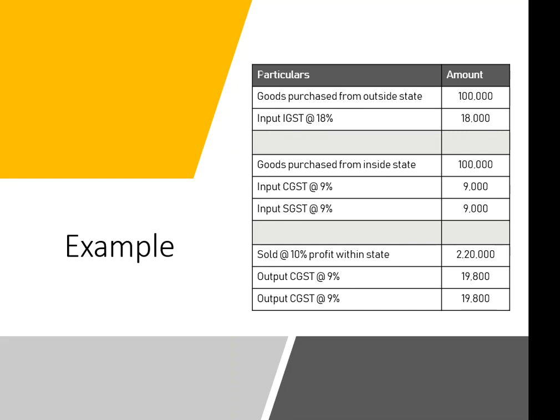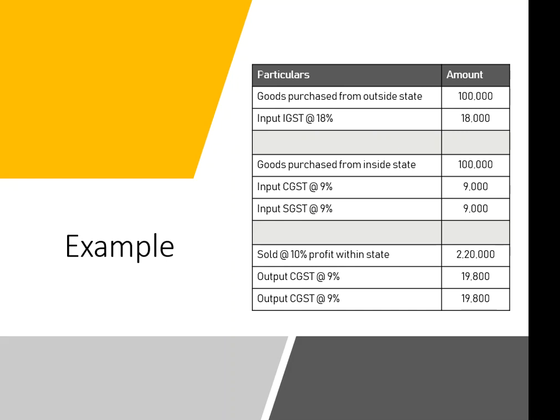Apart from that, we also assume that since we have purchased goods of rupees 2 lakh, we are selling them at a 10% margin. That means we are selling at 2 lakh 20,000, on which we are also paying GST at 18%. Since we are selling within the state, we have to pay CGST and SGST at 9% each, and accordingly our output tax liability will be 19,800.